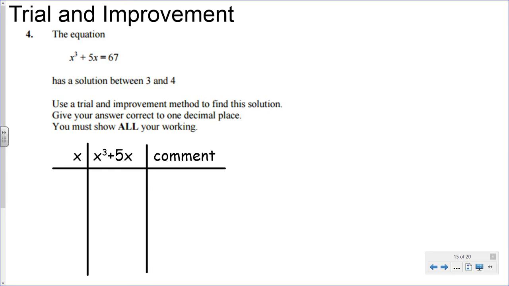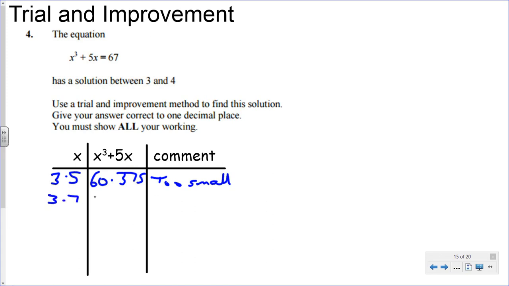So I'm going to try 3.5 there. And if I was you, I'd get your calculator out now just to check that you get the same numbers as me. So I need to do 3.5 cubed plus 5 times 3.5. And with that, I will get 60.375. And I wanted it to be 67. So unfortunately, my number is too small. Okay, so again, I would check that you can get that on your calculator. So if that's too small, I'm going to try something a bit bigger.